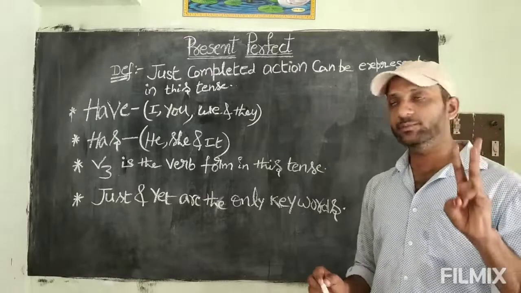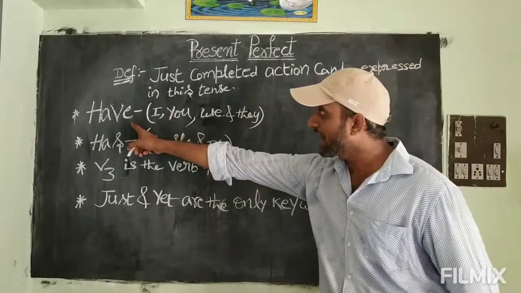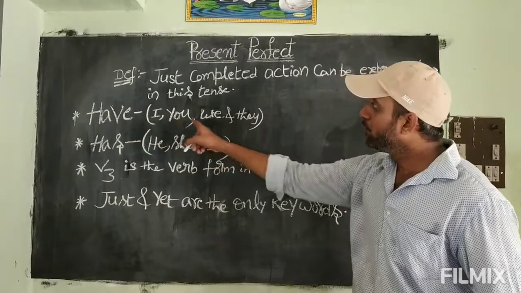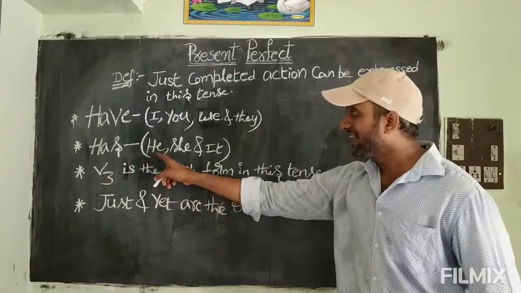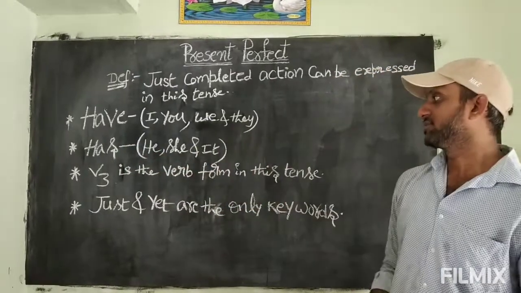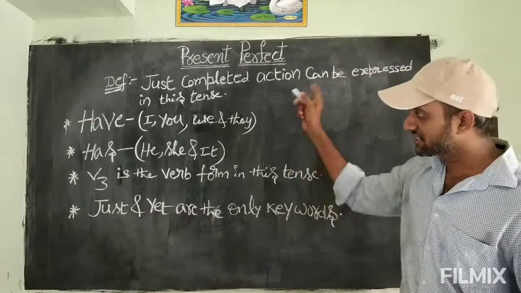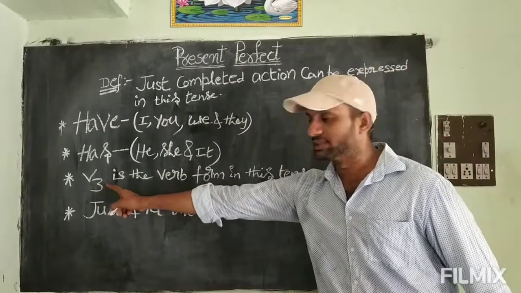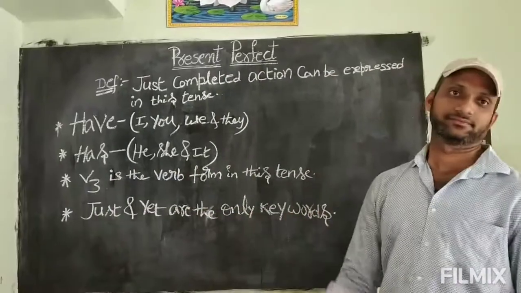The three main important points that we should remember in present perfect: for have, we should use I, you, we, they only pronouns. For has, we should use he, she, it only. Just and yet are the only keywords in this tense. Third form of verb, in the sense V3, is the only verb form in this tense.